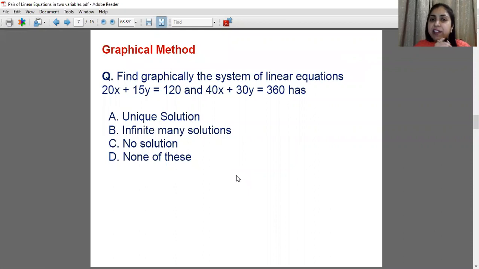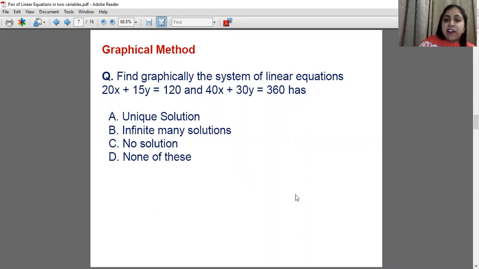Now come to the graphical method, solving by graphical method. In a pair of linear equations, we have various methods to solve the system of equations to find the values of x and y. So here is the graphical method. Now the question is, find graphically whether the system of linear equations has a unique solution, or infinitely many solutions, or no solution, or none of these.